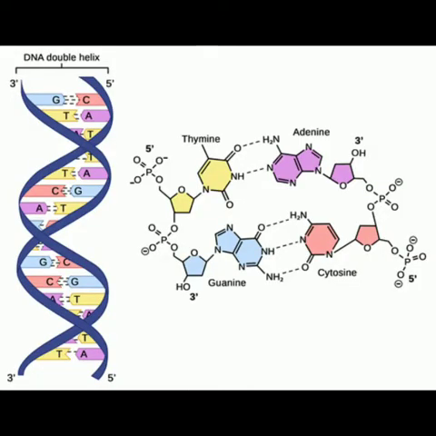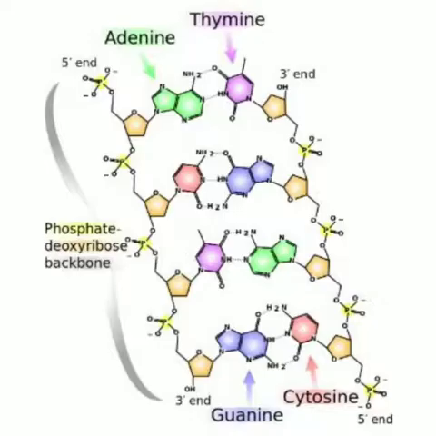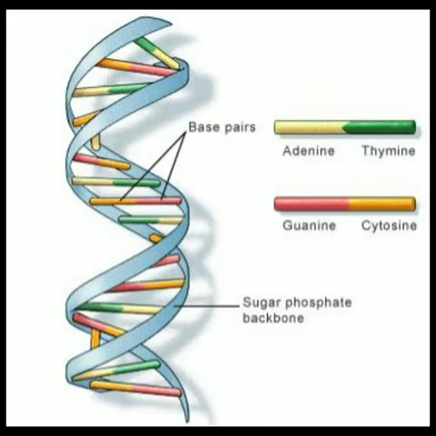DNA is made up of 4 types of nucleotides: adenine, thymine, guanine, and cytosine. Adenine and thymine can pair up because they make 2 hydrogen bonds, and cytosine and guanine pair up to make 3 hydrogen bonds. Adenine nucleotide A always pairs with thymine nucleotide T, and guanine G always pairs with cytosine nucleotide C.